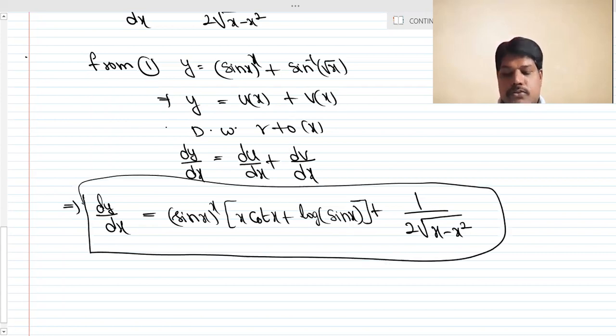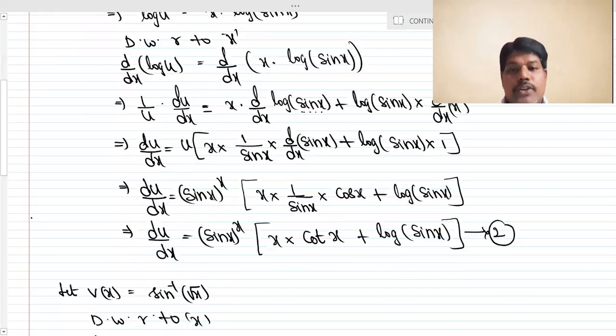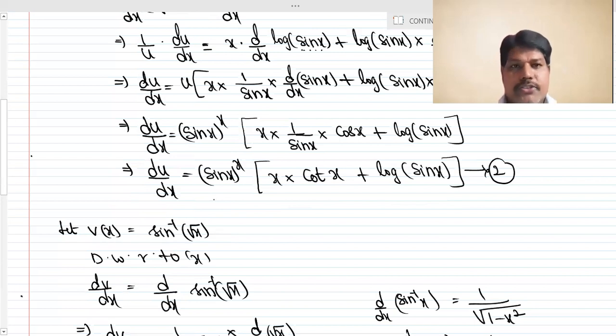So see that question, students. First, take the given function as y. Then in that, take the first function as u, apply log on both sides, simplify, and differentiate with respect to x. Then you will get the du by dx value. Take that as equation number 2. Next, take v of x. What is v of x? It is sin inverse of root x.